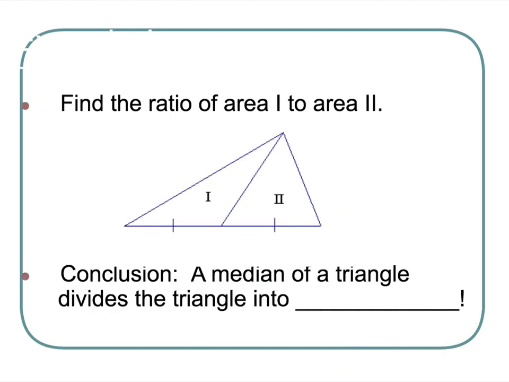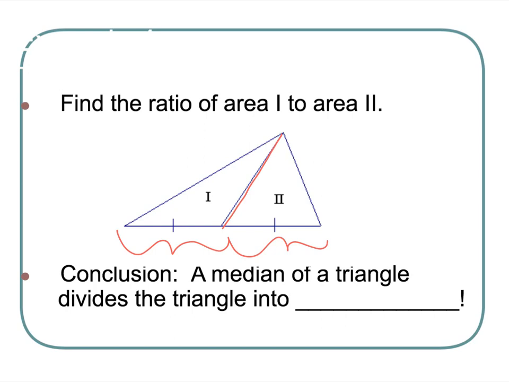All right, we got ourselves a doozy of a problem here. We got to find the ratio of area 1 to area 2. And if you look at your congruent marks, we can see that both this segment here and this segment here, these guys are congruent to each other, meaning this is a median of the larger triangle that houses these two triangles. All right.